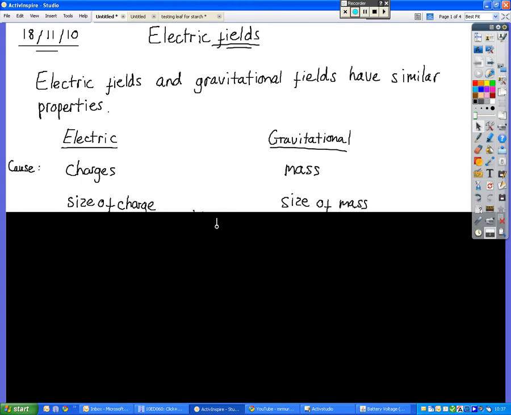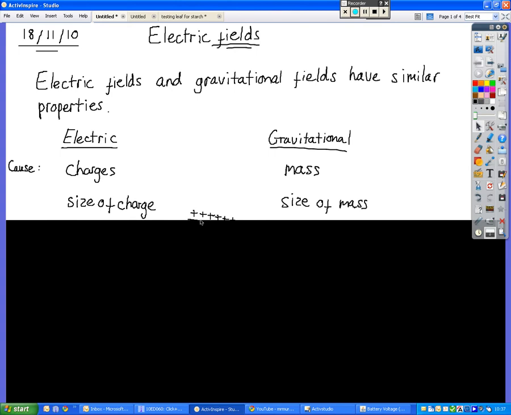So electric fields are caused by charges. Anytime you have a charge, you have an electric field around that charge. Gravitational fields are caused by mass. The bigger a planet is, the more of a gravitational field it has. The size of the electric field depends upon the size of the charges that you have. The more charges you have, the more of an electric field you have. The more of a mass you have, the more of a gravitational field you have.